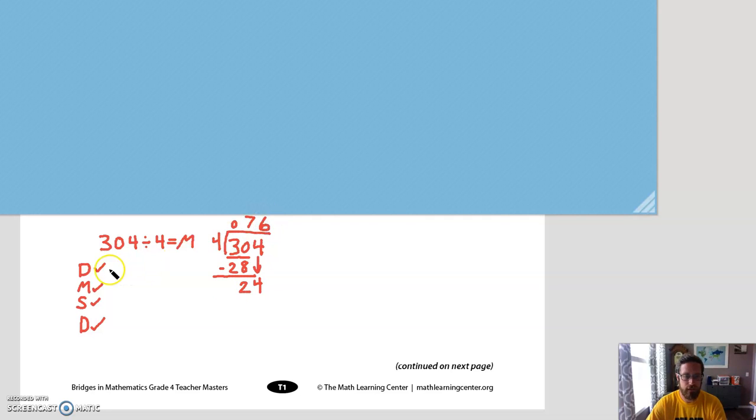Well, that's 6. Now I just wrote my 6, so I'm doing 6 times 4 is 24. Now I subtract. I just wrote 24, so I'm subtracting it from 24. That's 0. And then do I have anything left to drop? Nope. Is my remainder less than my divisor? Yep. Are all my place values filled? Yes. So that means I'm done. So how many times does 4 go into 304? Or 304 divided by 4 is 76.